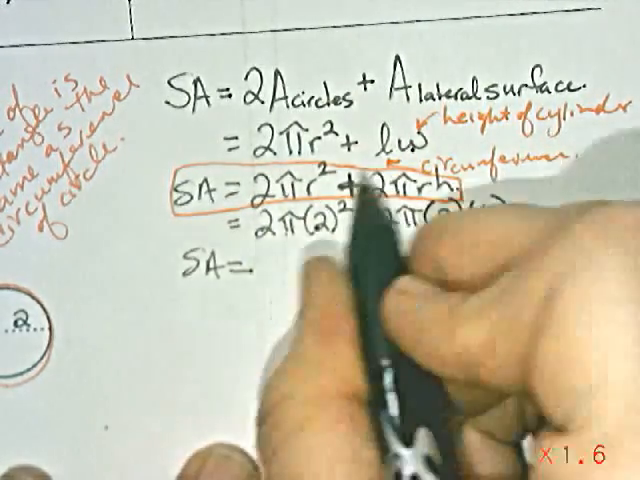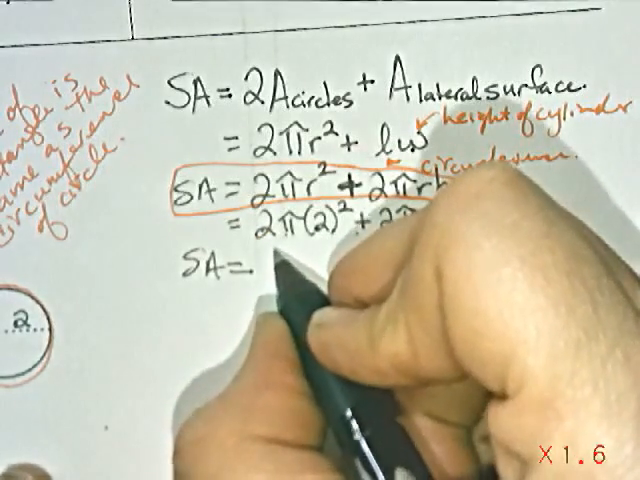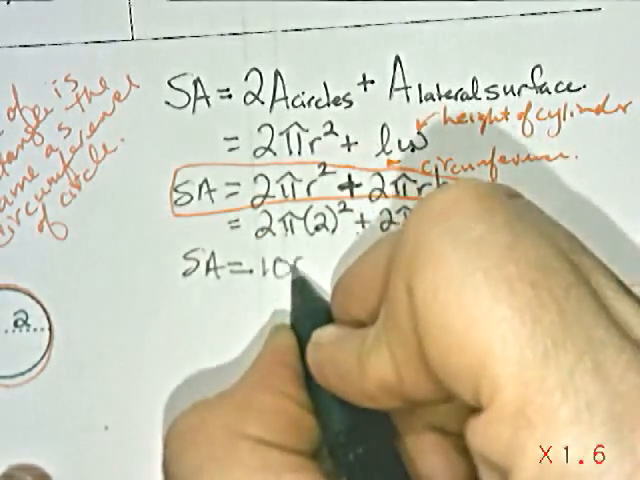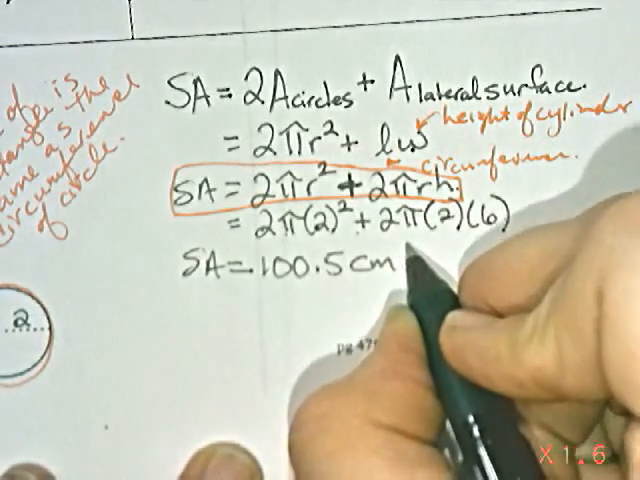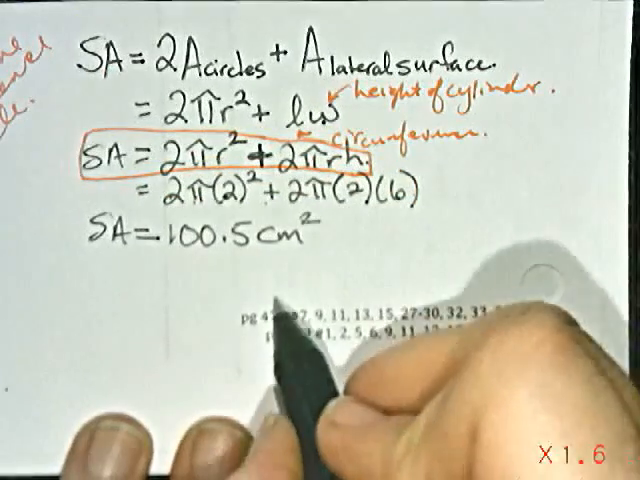So finally, if you put this all through its mathematical process on a calculator, or if you're going to do it longhand, we get 100.5 centimeters squared.